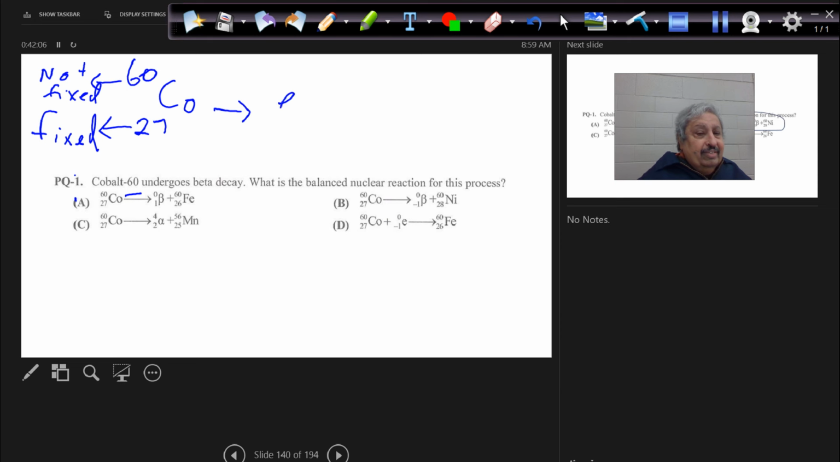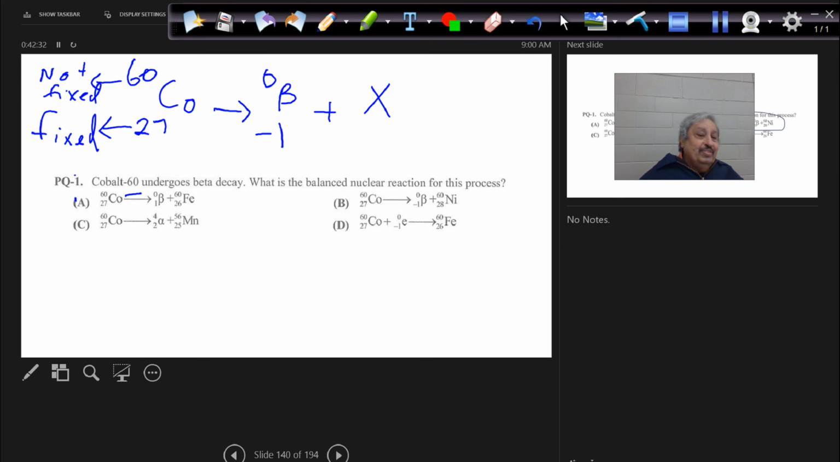Beta is electron, minus 1 at the bottom and 0 at the top. You can write it as E for electron or you can write beta. Either way, they are the same thing. I like writing E because that's the electron from the nucleus. But this here in the problem said beta, minus 1. So what will be the element I'm looking for?